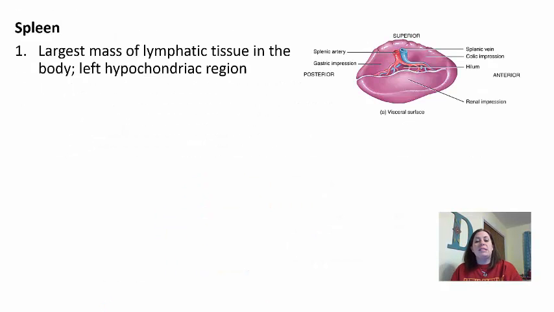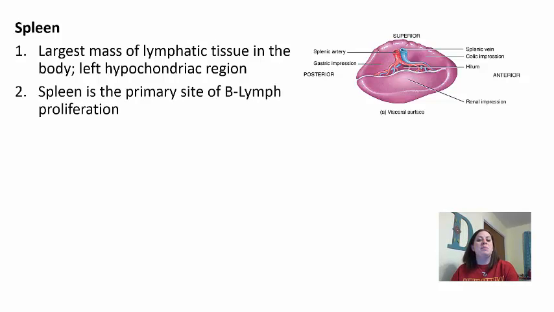The next one that we see is the spleen. The spleen is the largest mass of lymphatic tissue in your body. It's in your left hypochondriac region, so it's on the left side up high in your abdominal cavity. The spleen a lot of times looks kind of like a tongue type structure when you're dissecting. If you ever had the opportunity to dissect a pig or something like that, that's what it kind of looks like. The spleen is the primary site for B lymphocyte proliferation.